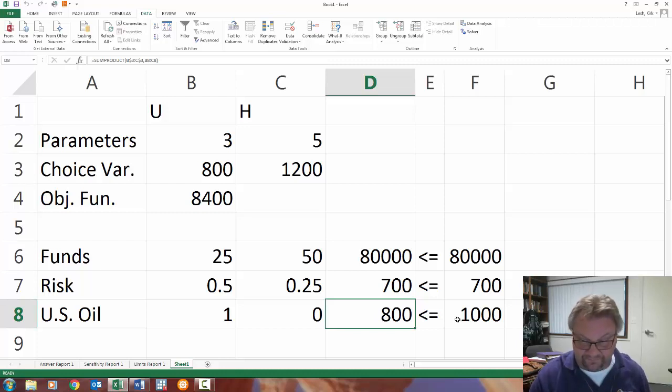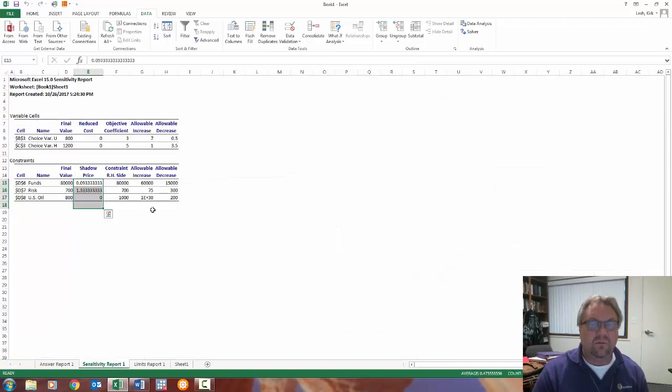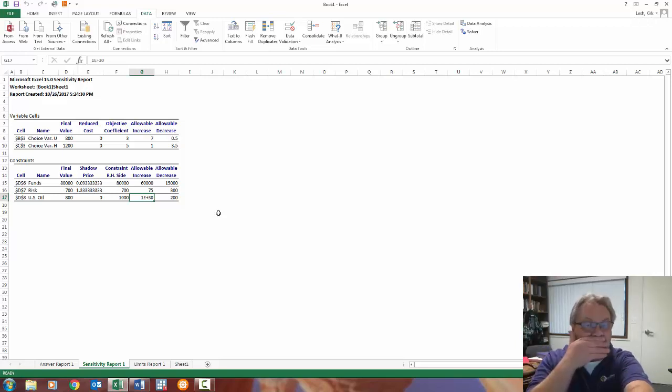And in fact, you can see that here, right here. The allowable increase for U.S. oil is infinitely large, right? And notice that even if I increase U.S. oil to infinity, the shadow price is still going to be zero because it's a non-binding constraint. All right? So there you go. Quick and easy. Problem 7 in chapter 3.